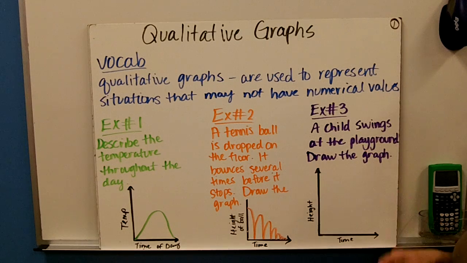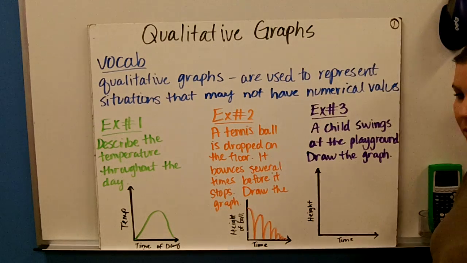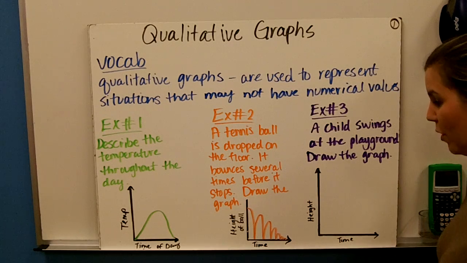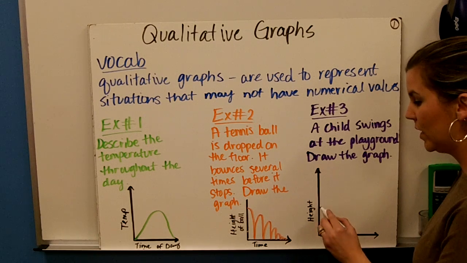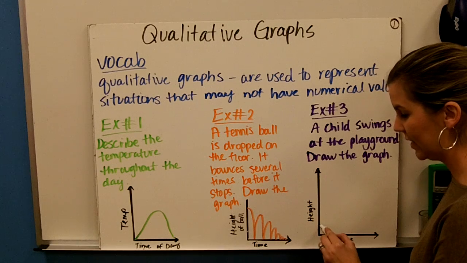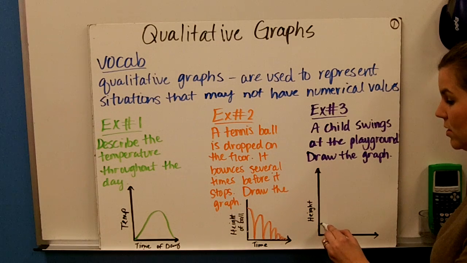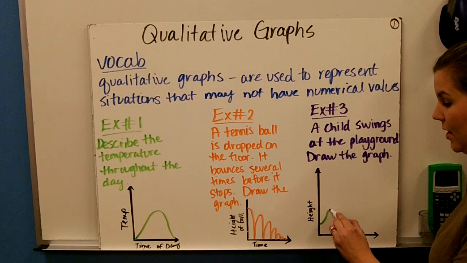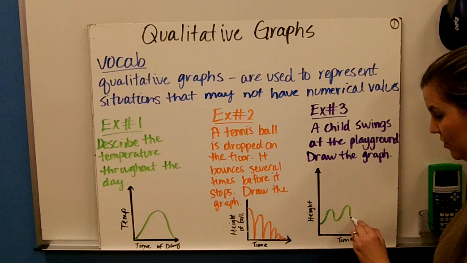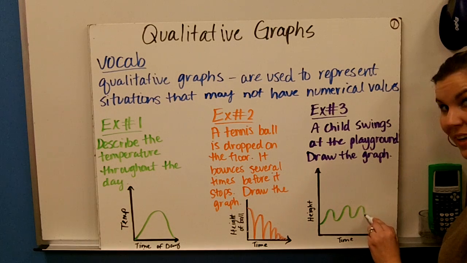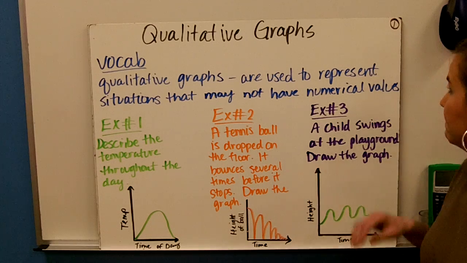Example 3, a child swings at the playground. Draw the graph. So most of you, probably all of you, have been on a swing set before. And you know that the swing is not sitting on the ground. So the swing is at some resting height. And you swing backwards, and you go up, and then you go down, and you go up, and you go down, and you go up, and you go down. And this continues until you get off the swing.